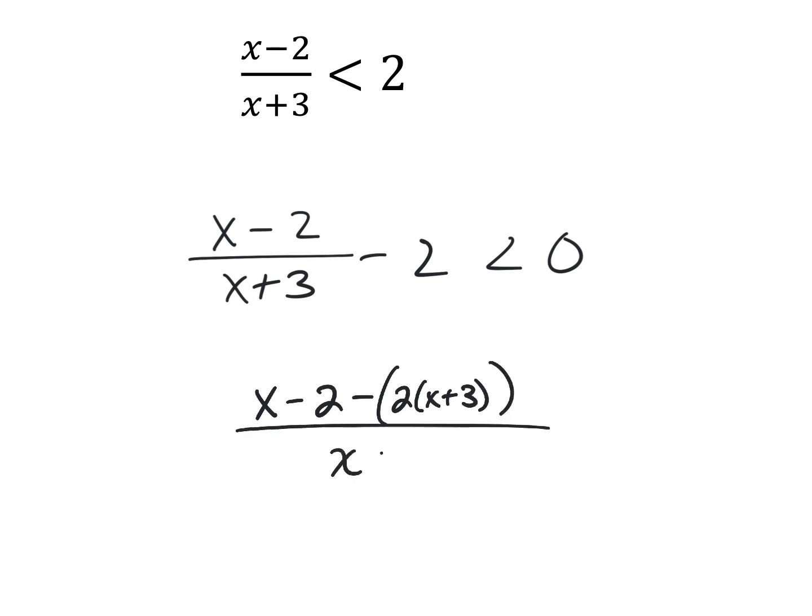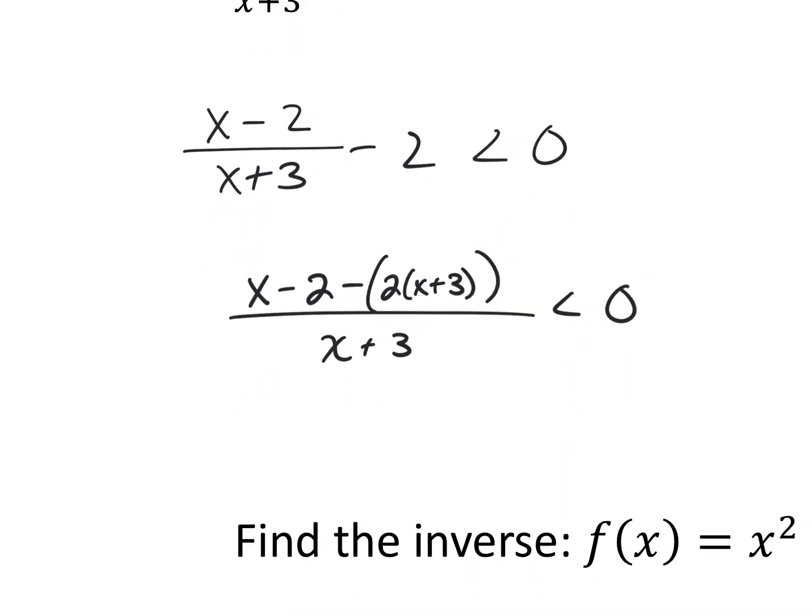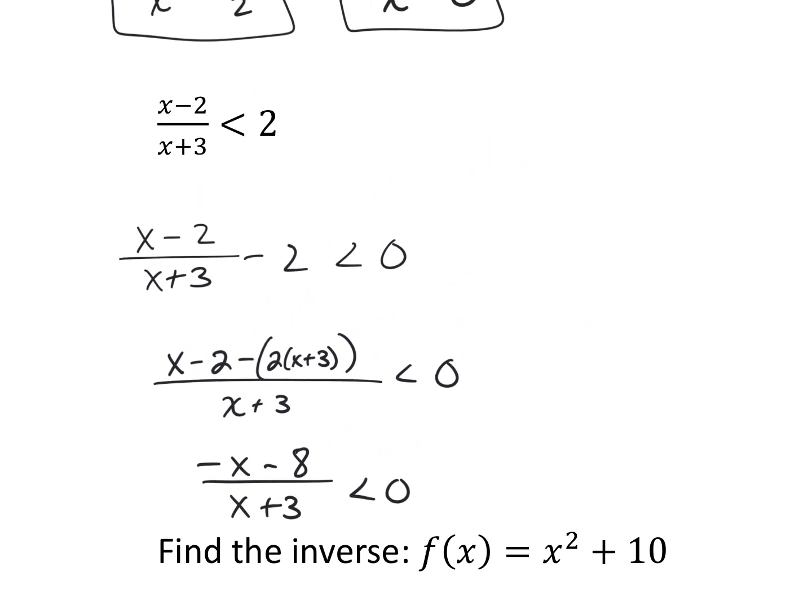And I'm just creating a common denominator here. And then as a next step, I will simplify that numerator. So I have x minus 2x, so I'm going to have negative x here. And then -2 minus 6, so negative x minus 8 over x plus 3 is less than 0. And as a final step here, I'm just going to move so we have a little bit of room. I'm going to factor that negative just to make things a little bit easier to deal with.